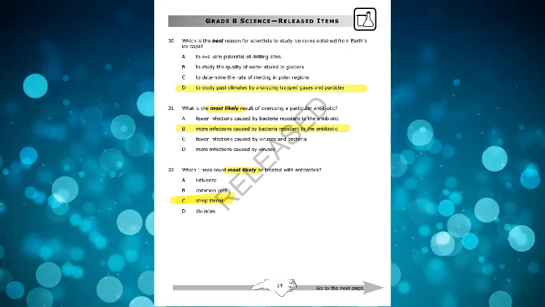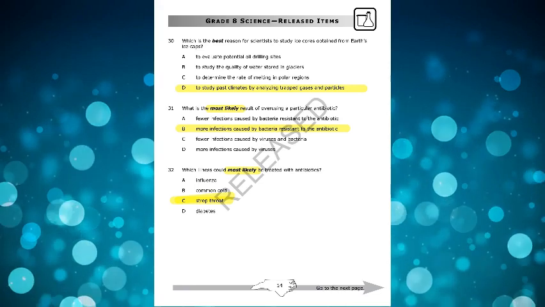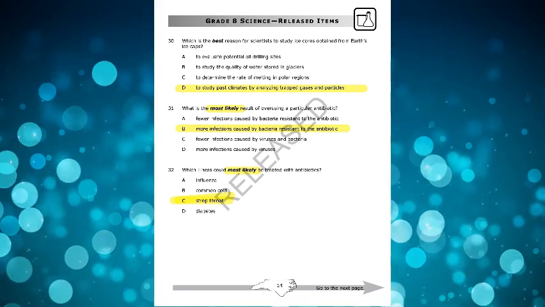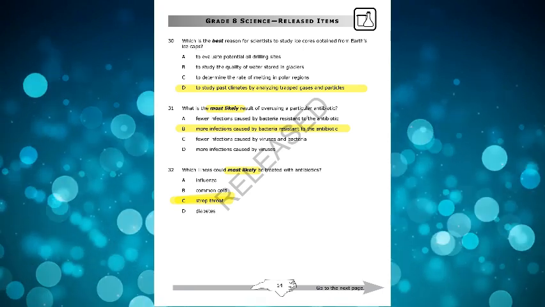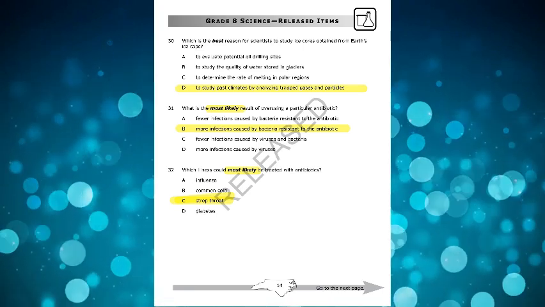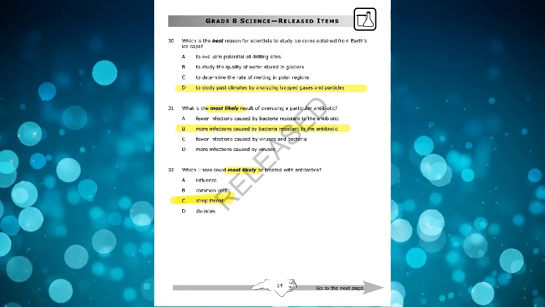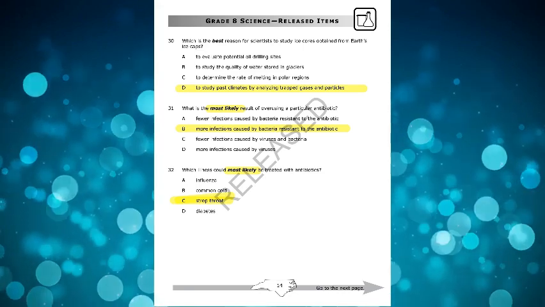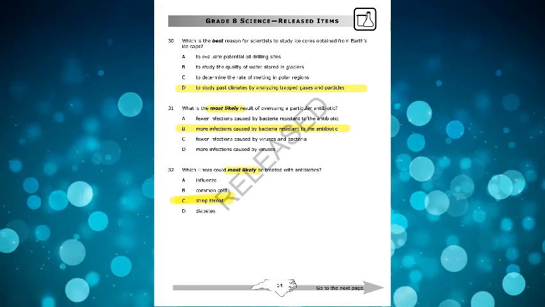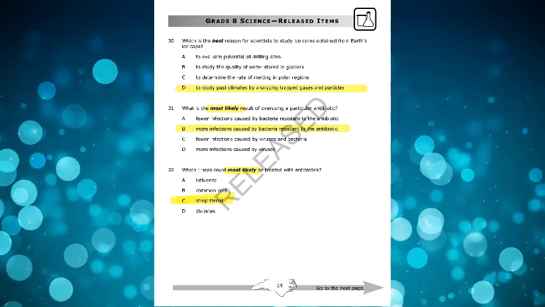So, the best reason for scientists to study ice cores obtained from Earth's ice caps. And so, again, think about them kind of like the rings of a tree, right? They tell a history, they tell what was happening on Earth at any given point in time. So, D, to study past climates by analyzing trapped gases and particles. So, they kind of paint a picture of what was happening on the Earth, and the Earth's atmosphere at any given point in time.